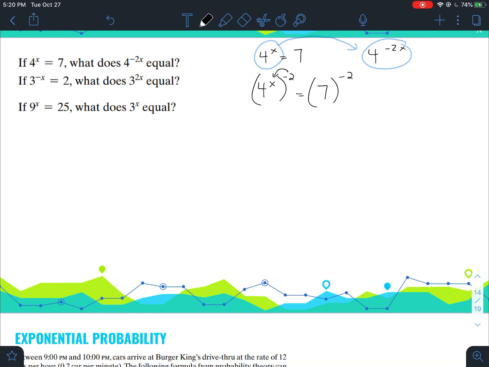But whatever I do to one side, I need to do to the other side. So since 4 to the x is equal to 7, and I want to make it 4 to the negative 2x, I'm going to raise that to the negative 2 power. And then all I have to do is evaluate this side.